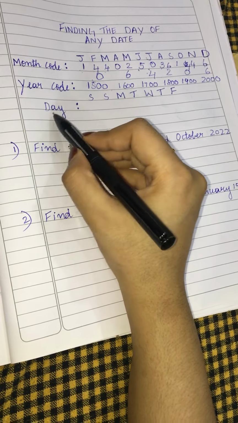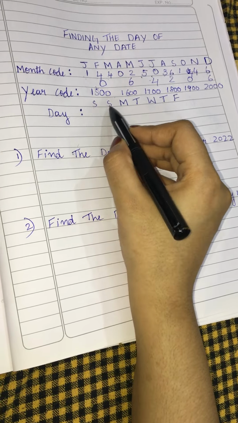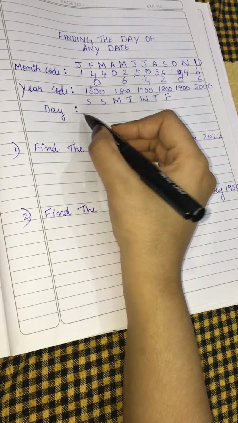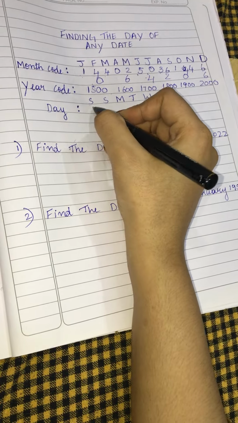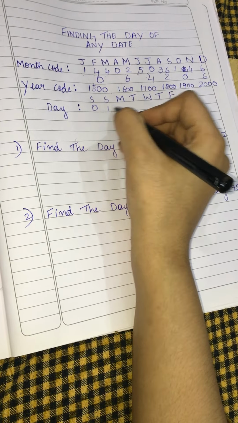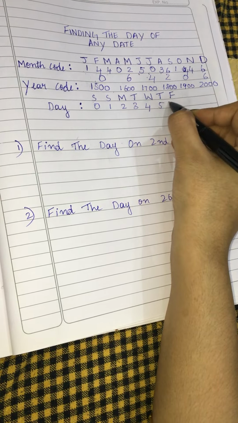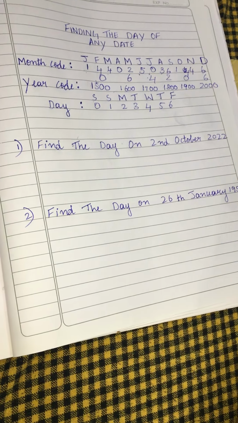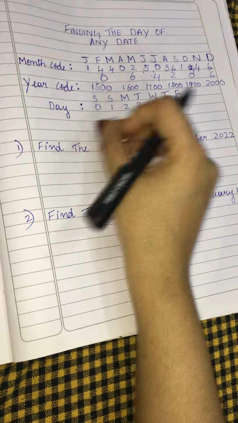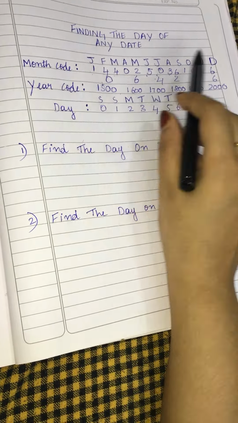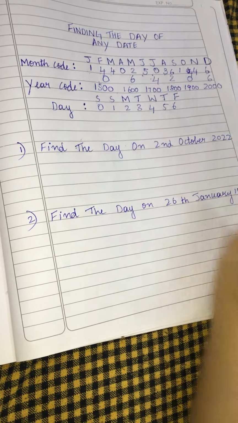Now what is the code for the days? Which days are these? Saturday, Sunday, Monday, Tuesday, Wednesday, Thursday and Friday. What is the code here? For Saturday it will be 0. For Sunday 1, 2, 3, 4, 5, 6. That's all, these are the codes for our days. So we got all the codes, right? We have to learn these codes by heart.